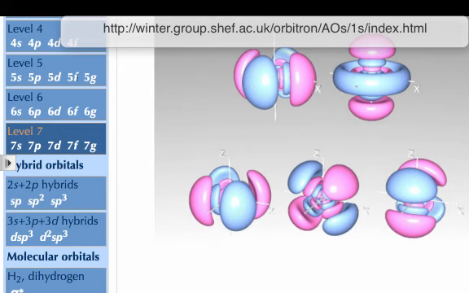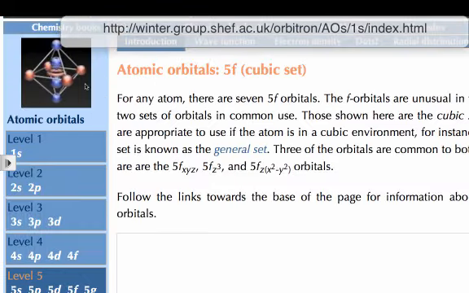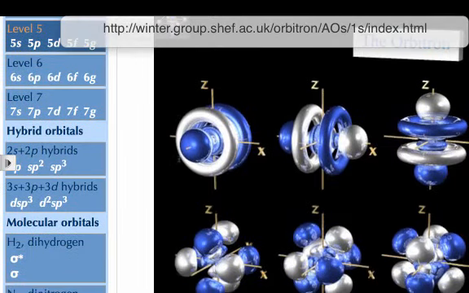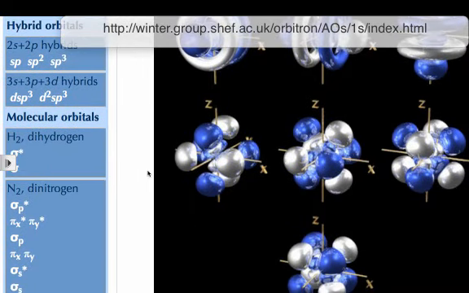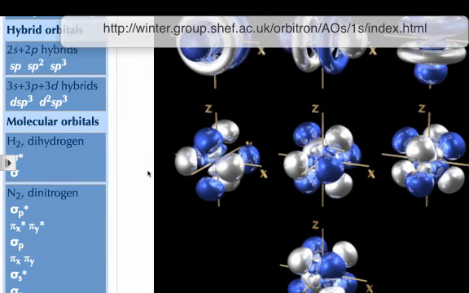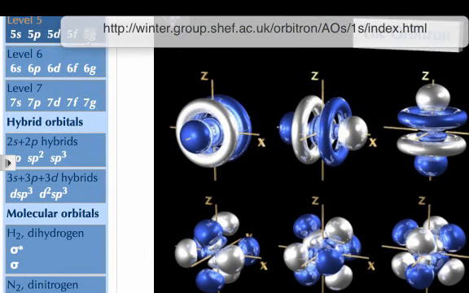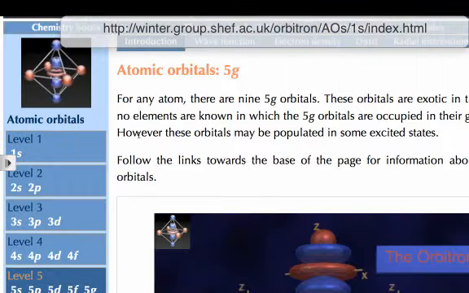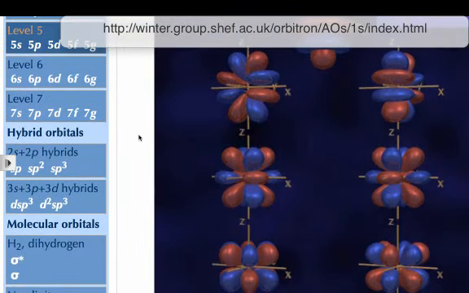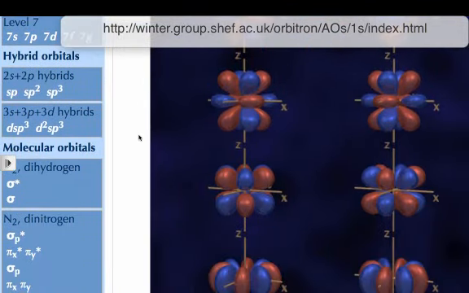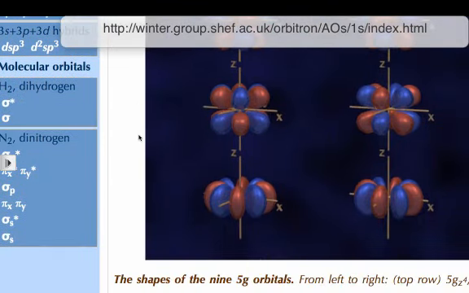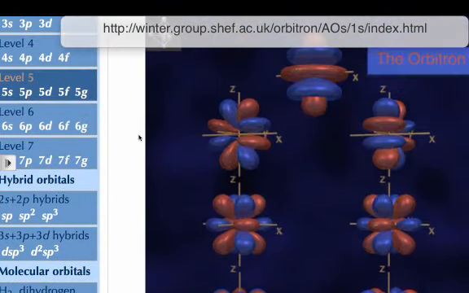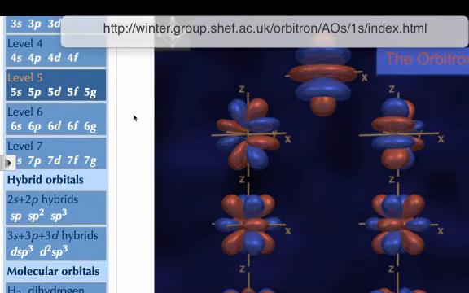All right. Let's look at the f. The f is pretty cool. Hopefully you've seen the pattern of 1, 3, 5, 7. So there are 7 orientations for this funky f. Hopefully you would guess by now that g would have 9. Okay, so as you see those g's, there's 9 different ways to orient it in space. So there's 9 orbitals for g.